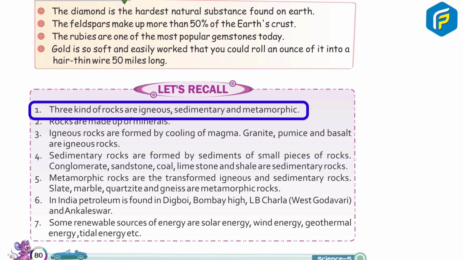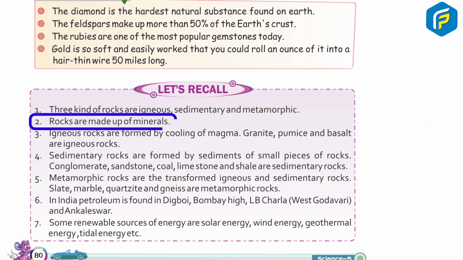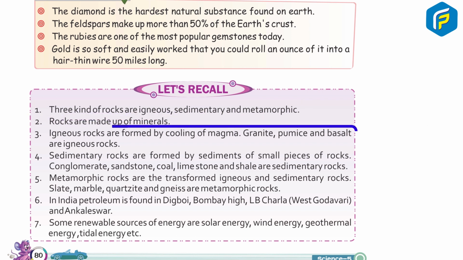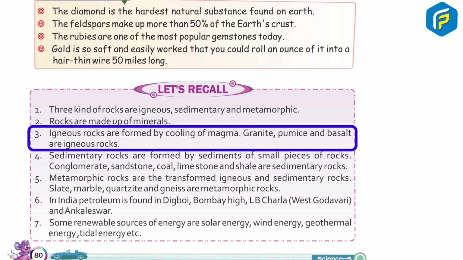Let's recall. 1. Three kinds of rocks are igneous, sedimentary, and metamorphic. 2. Rocks are made up of minerals. 3. Igneous rocks are formed by cooling of magma. Granite, pumice, and basalts are igneous rocks.